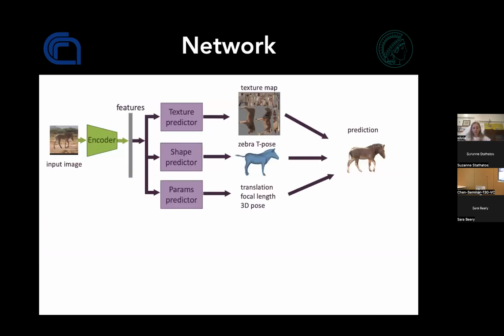So the regression network is simple. We have an input image that is encoded in a set of features. And then we have three independent paths: one for texture prediction, one for shape prediction, and one that predicts the translation, the camera focal length, and the 3D pose. You put together all this information and you obtain the predicted 3D zebra.